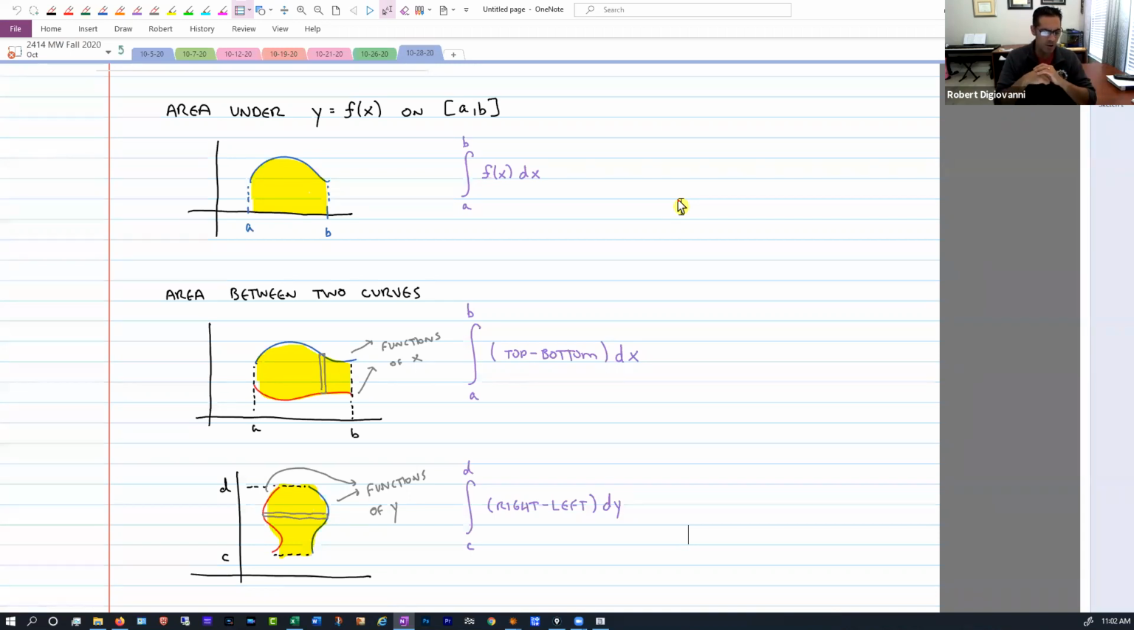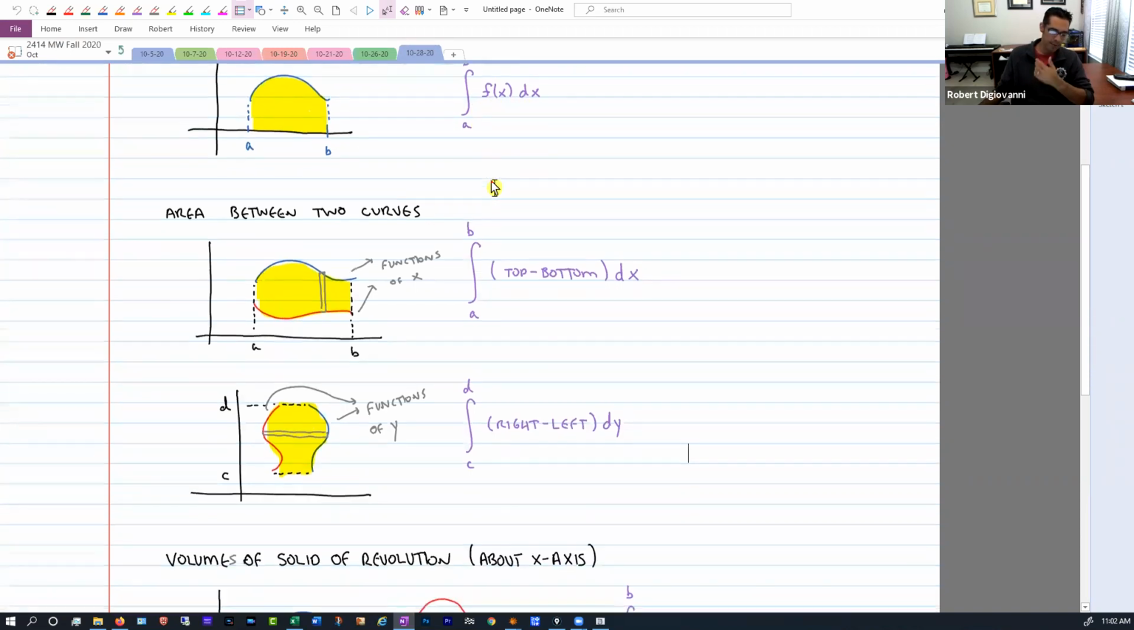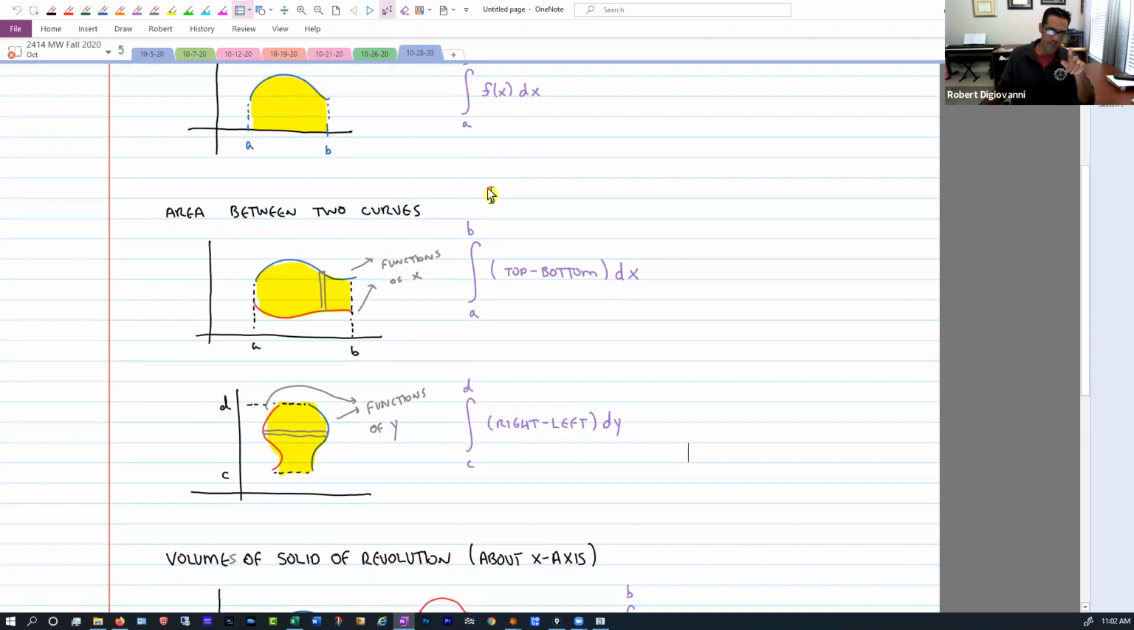So I wanted to start off by just reviewing quickly what we know so far, what we've explored. The first thing is that if we're given y as some function of x on some interval [a, b], we can calculate the area under that. That's basically the fundamental theorem of calculus, and we just set up this integral, right? And then, a little bit last time and the time before, we started talking about finding the area between two curves.